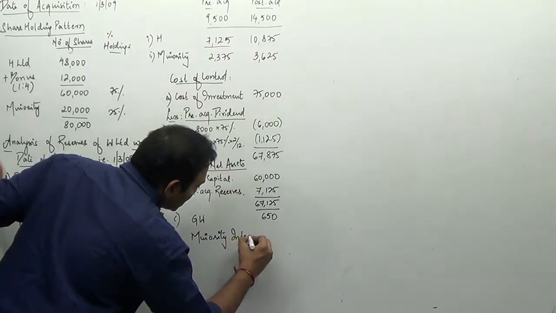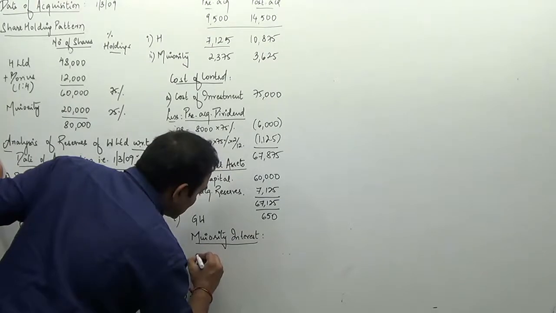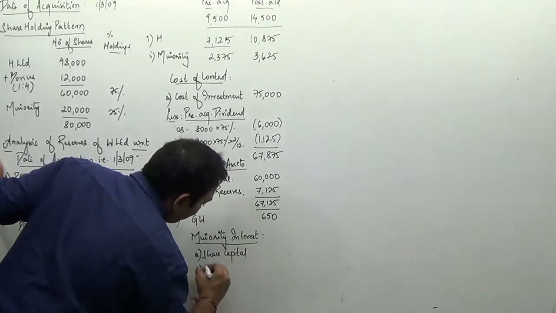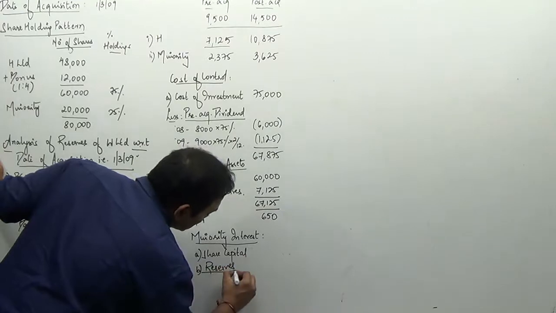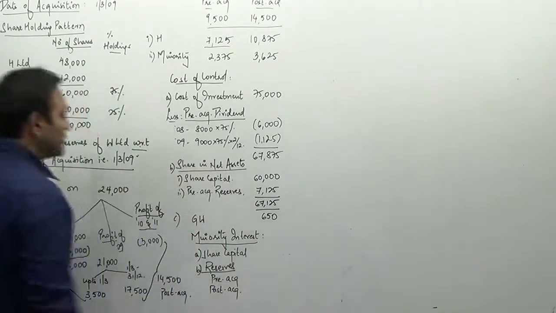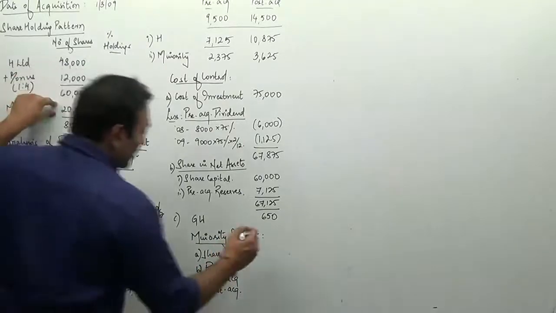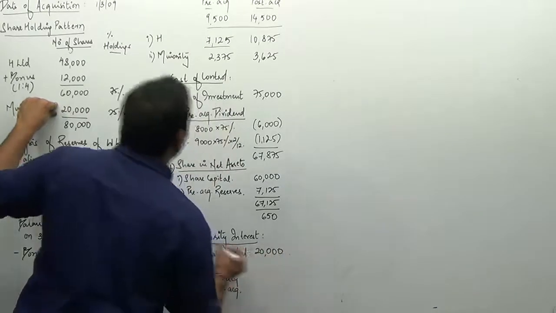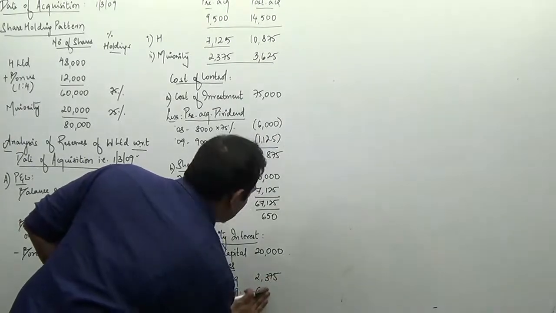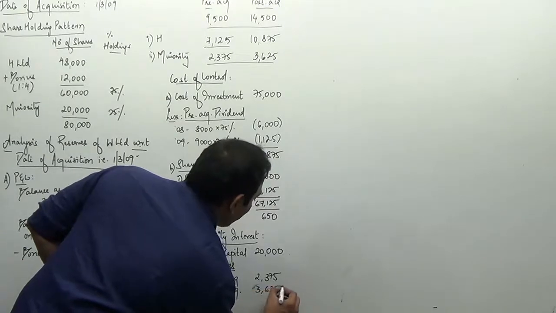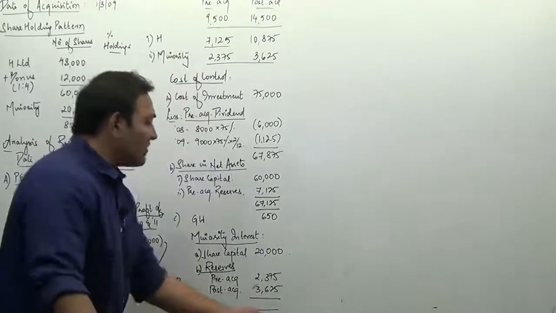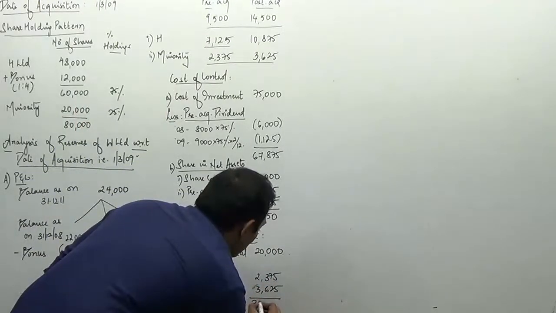What about the minority then? Keep it simple for the minority interest. Their share in the net assets, split it between share capital and reserves. Under reserves again we'll have two things, pre-acquisition reserve and post-acquisition reserve. So, share capital. Share capital minority is 20,000. The reserves 2375, 3625. There is no proposed dividend in 2011. Check. There is no dividend proposed in 2011. If there was, I would have added. But there is nothing, so I can leave it here. This total is 26,000.